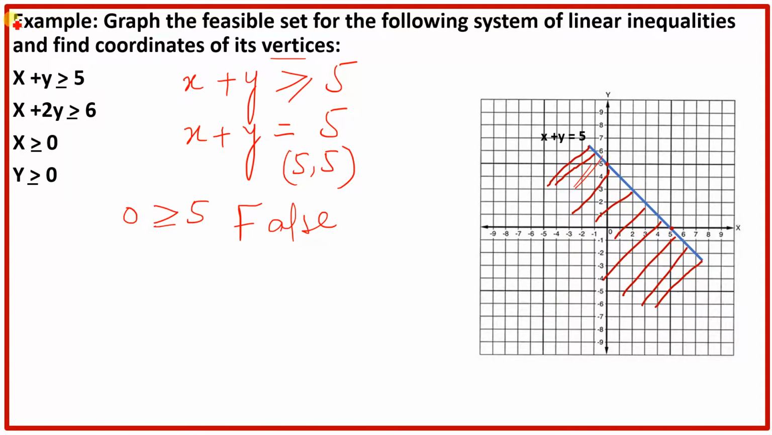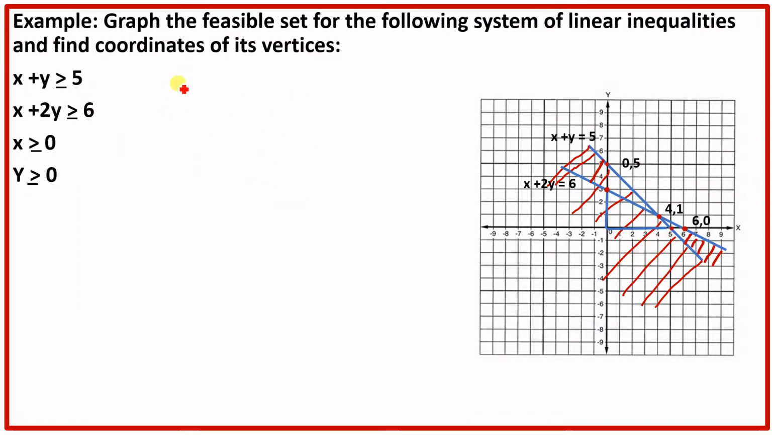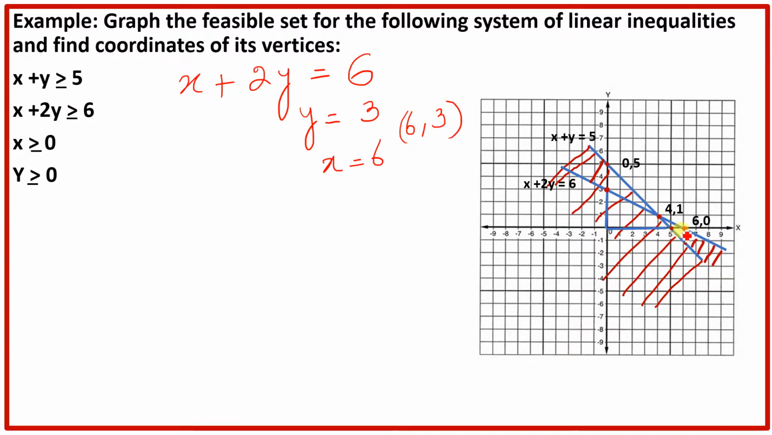Okay, now for the second one, we will discuss this here. What is the first step? x plus 2y is equal to 6. When we put x equal to 0, y will be equal to 3, and when we put y equal to 0, x will be 6. So our coordinates will be 6 and 3. See this, here is 6 on the x-axis and here is 3, and when we join it, we will get this line.